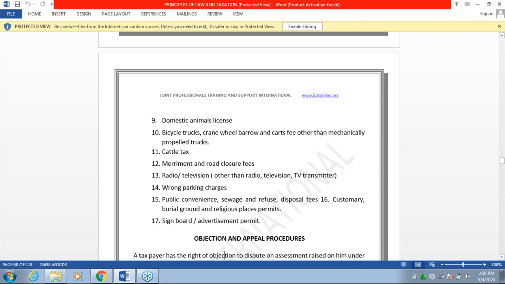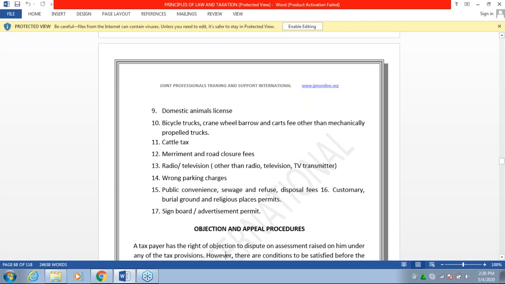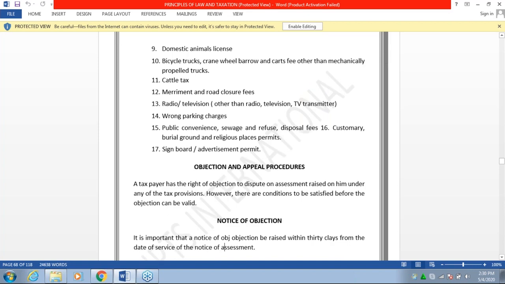Then there is another one, we call it radio and televisions. Then we have road parking charges. Yes, road parking charges. You know, that one is very common in Lagos and here in Osun State as well, and I think possibly in Oyo State as well. So then public convenience, sewage, refuse disposal fee, then customary burial ground and religious place permit, the signboard and advertisement permit. So all those ones, they are the taxes that are being collectible by the local government.